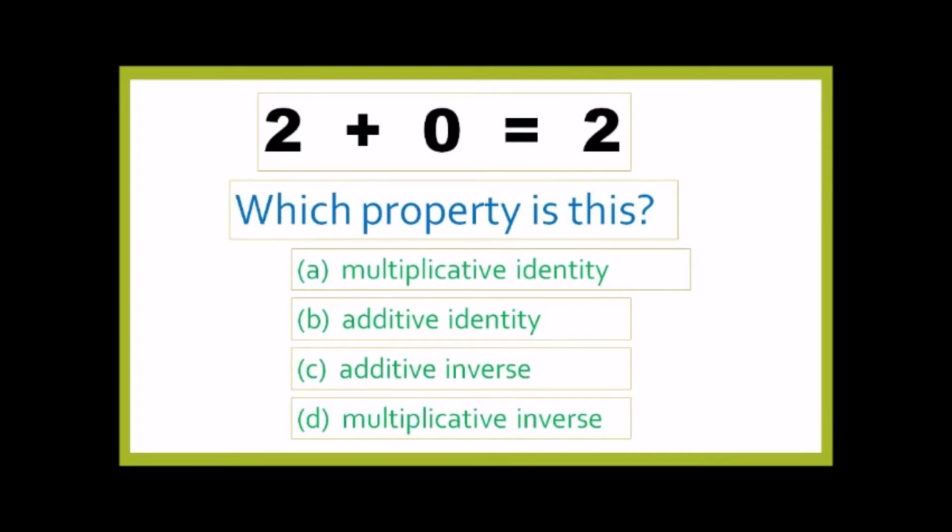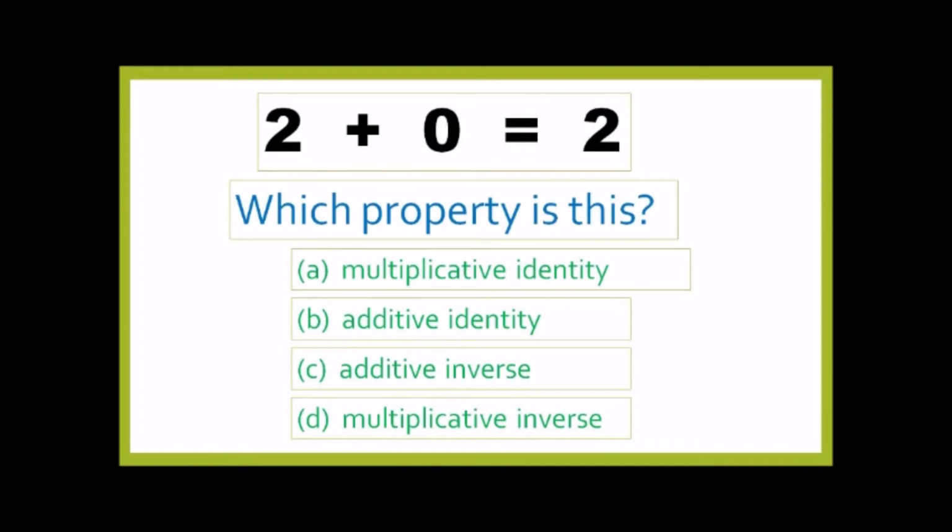Which property is this? Is it A, multiplicative identity, B, additive identity, C, additive inverse, or D, multiplicative inverse? Don't mind the big words. Don't let that confuse you. Multiplicative just means you're multiplying. Additive means you're adding. And we already dealt with identity and inverse. So you have to remember what identity means, sameness, and inverse means opposite.